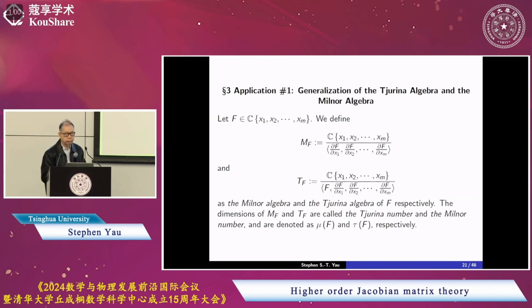The classical one is just the Mather-Yau algebra, which involves the first derivative, and the moduli algebra, or sometimes people call it the Tjurina algebra, also involves the first derivative only. So in the isolated singularity, the dimension of the moduli algebra is called the Milnor number. The Tjurina algebra dimension is called tau F, the Tjurina number.